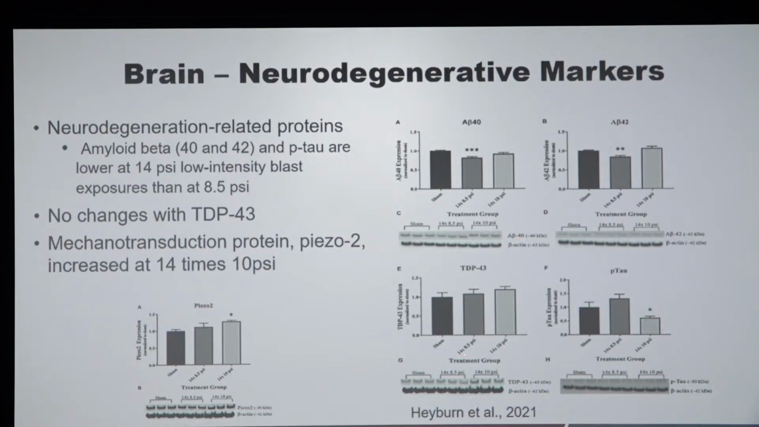TDP-43, even at 14 exposures, that's 8.5 psi. Basically, in the absence of lung injury, you do not see a change in TDP-43 levels. But what we do see is something called Piezo-2 change, up to 14 exposures. Piezo-2 is a mechanotransducer, meaning it senses pressure. The last year or the year before, the Nobel was awarded for the identification of the Piezos. They recognize if there is a pressure change, and they actually regulate the neuronal downstream cascades, even cell signaling to firing of the neurons, because they regulate the cation channels.